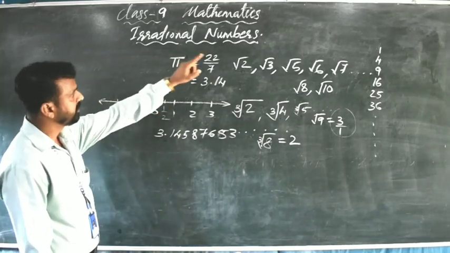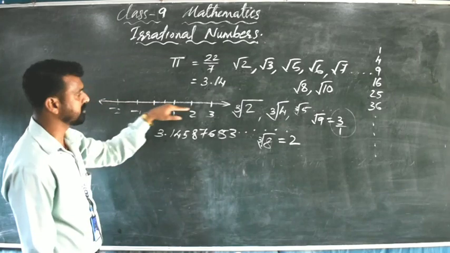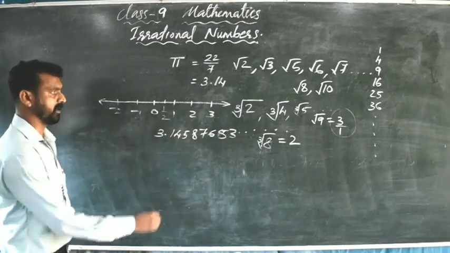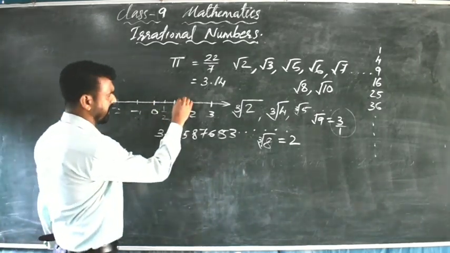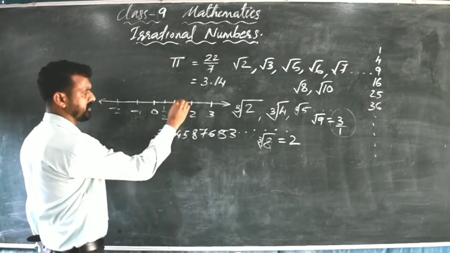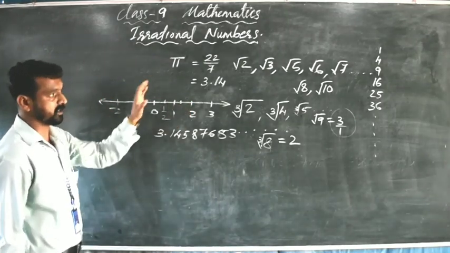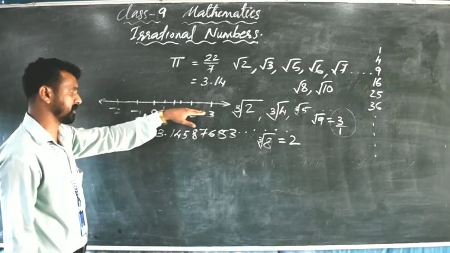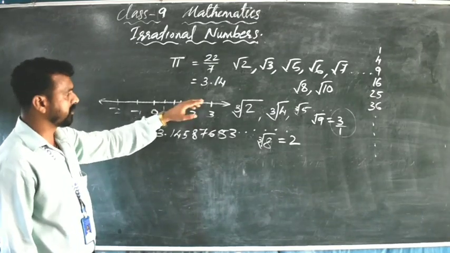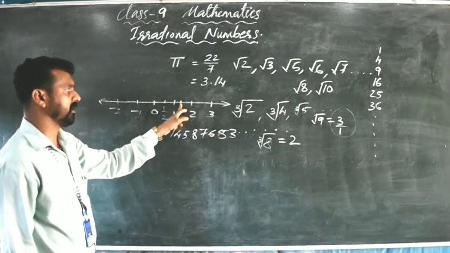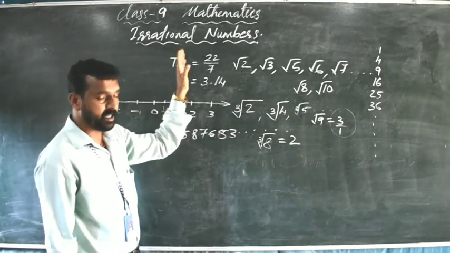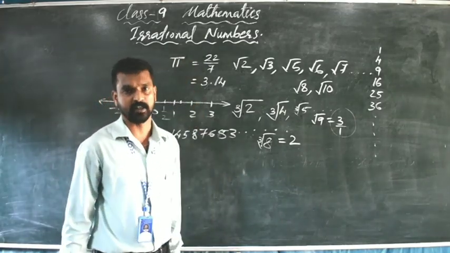The same way, all the irrational numbers we can also represent on a number line. So remember, all the rational numbers and irrational numbers can be represented on a number line. So every point on a number line represents either a rational number or an irrational number.